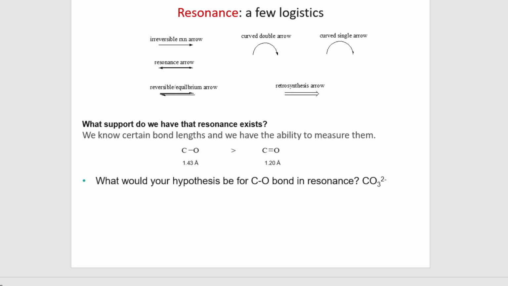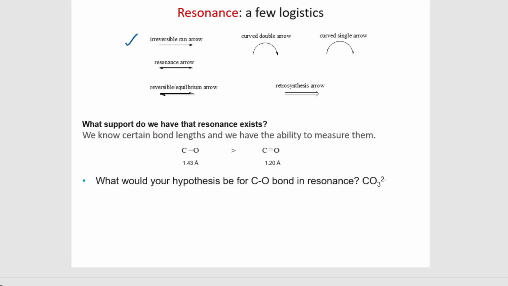So we're going to get into this. First, let me identify arrows in organic chemistry. You're going to see reactions that go in one direction. They're irreversible reactions, and we're going to use the arrow as shown here.